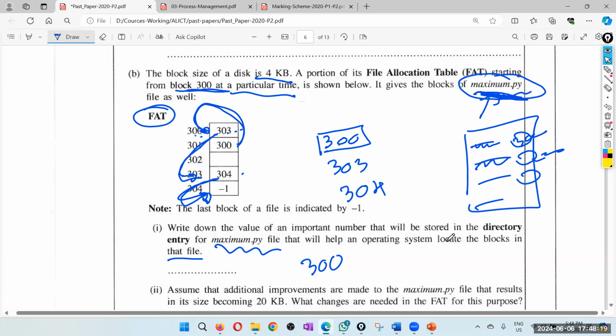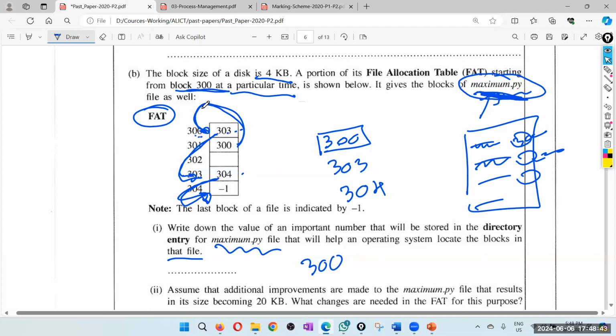So I completely misread the question. Sorry for that. Write down the value of an important number that will be stored in the directory entry. The directory entry keeps track of each and every file. So for this file, the directory entry must keep track of the number 301, because 301 is the first block.